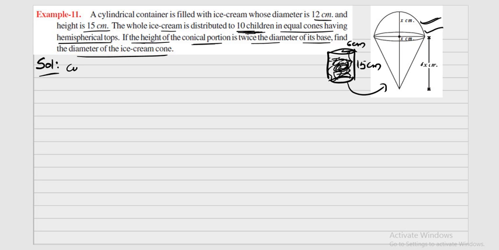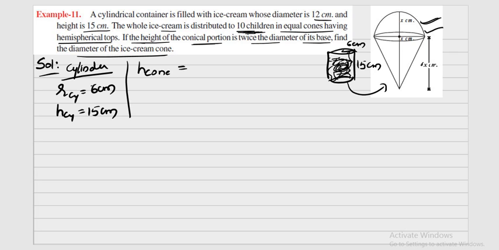Now first of all, what are the things that are given? About the cylinder, radius of cylinder is given as, since diameter is 12, radius is 6 centimeters and height of cylinder is 15 centimeters. So these are the things we have, right? Next, what we need to find here? Regarding this cone, he has mentioned something, right? The height of the conical portion, so height of cone is equal to what he has given? Twice the diameter of the base.